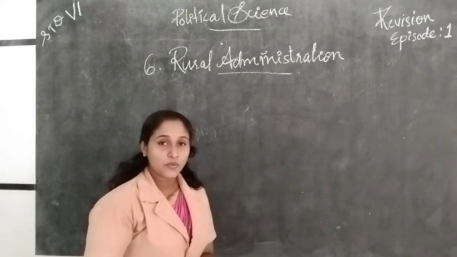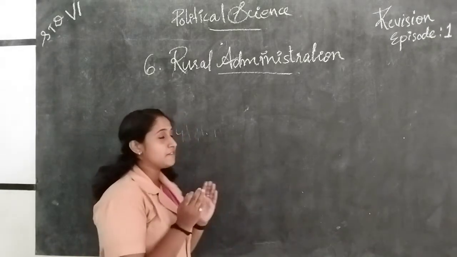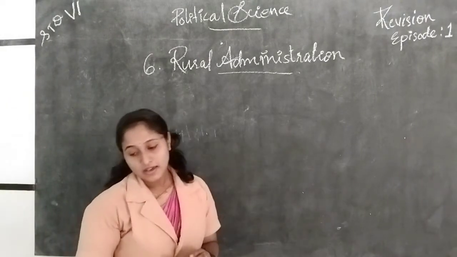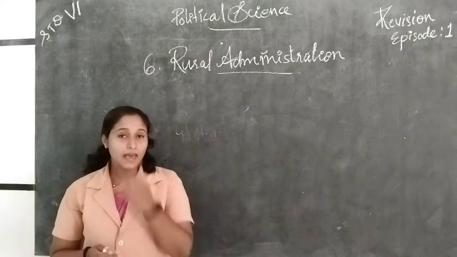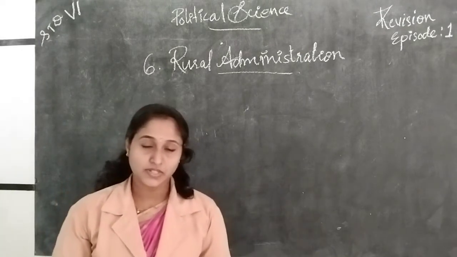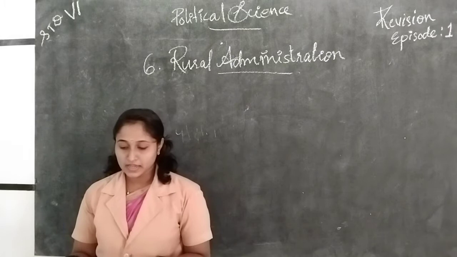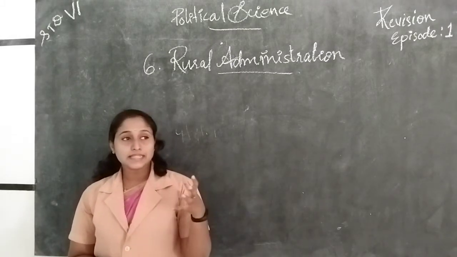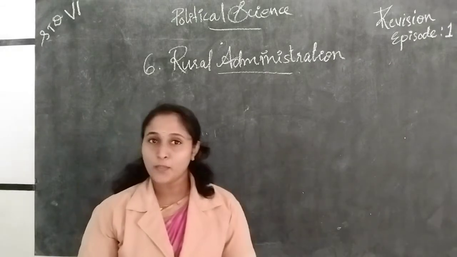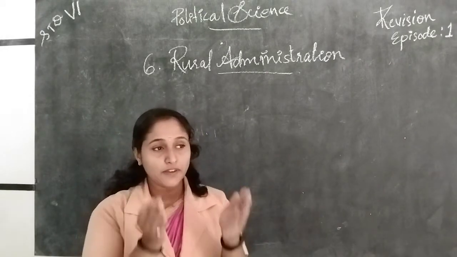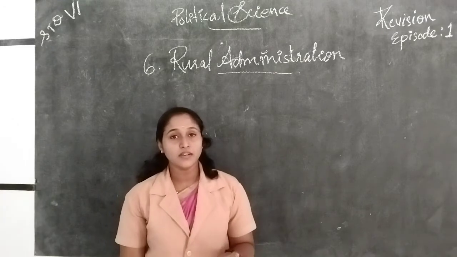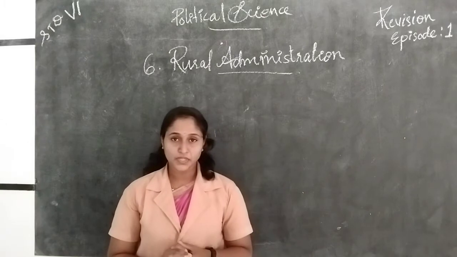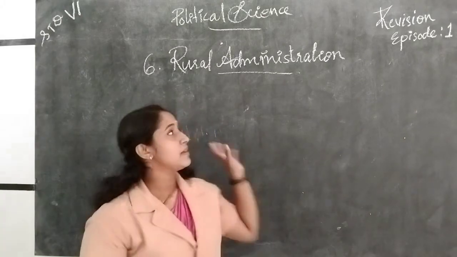So what do you mean by rural area? That is the very first concept in this chapter. We know that India is a vast country and it has a lot of villages, at least more than 6 lakh villages. Those 6 lakh villages need a proper administration, right? Yes, a proper administration is there. The villages are doing their work in a proper way, right? Yes.